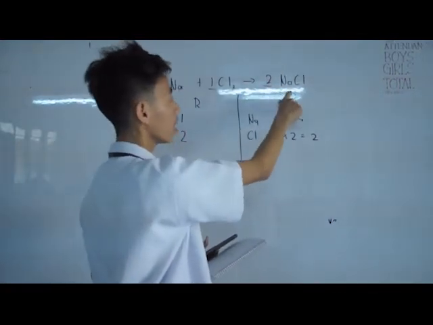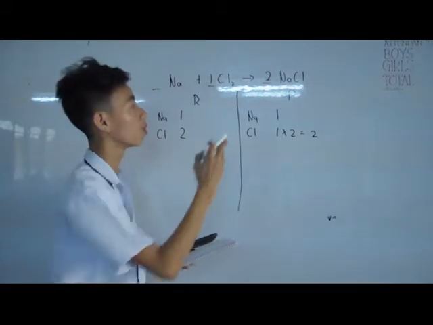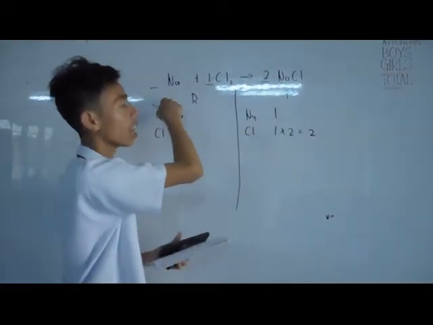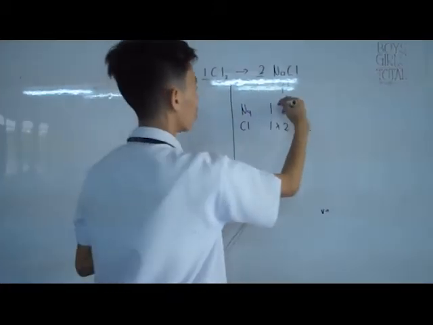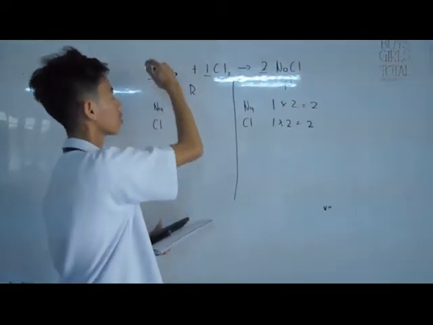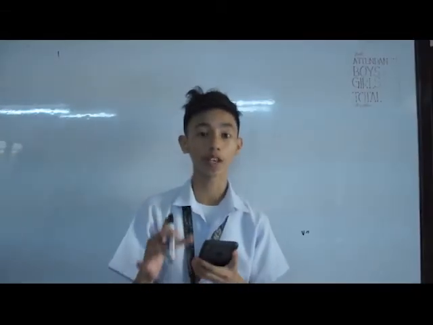Then now the sodium is not yet balanced, so we must have the same number of sodium, wherein the left side has 1 atom and the right side has 2. So we multiply it by 2 to have the same number. So that's the easiest way to balance.